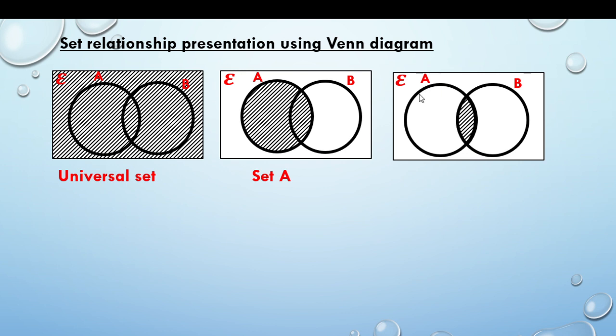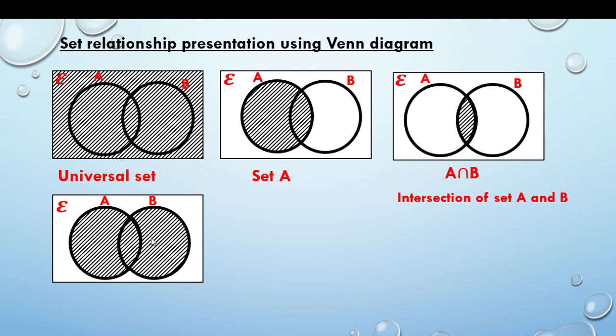How about this one? In this diagram, the circles overlap each other and we shade the overlap. This overlap is called the intersection. That means we are interested in this shaded part, and this shaded part is the intersection of set A and set B, which can be written as A intersection B, or read as the intersection of sets A and B.